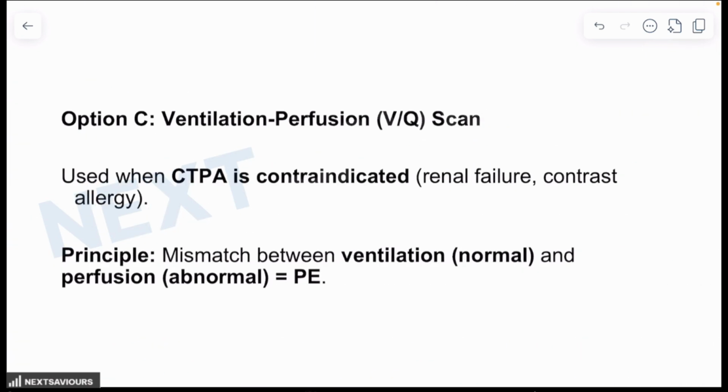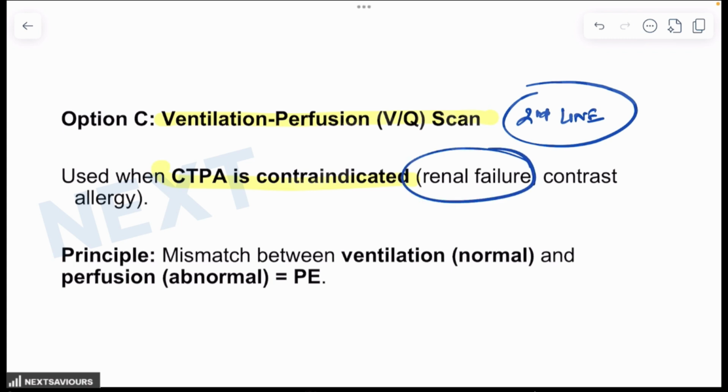Now another investigation that you might have heard about, particularly in the options, is the ventilation perfusion scan. You know, this ventilation perfusion scan is the second line of investigation. It is not the first investigation to deal with. And where exactly is it required? It is required where the CTPA is contraindicated. And what are those conditions? If the patient is having a renal failure, if the patient is allergic to contrast, like iodine contrast allergy, or particularly in case of pregnancy, to reduce the radiation exposure to the fetus.